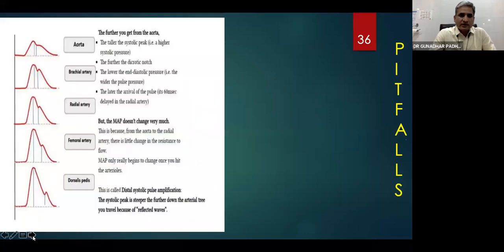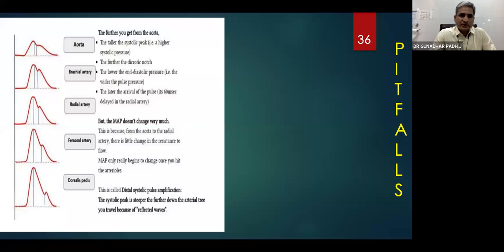And this is what a typical aortic invasive blood pressure looks like, as one goes from the aorta to the lower limb, like the dorsalis pedis. So the characteristic of the waveforms looks like this. In the aorta, you can see the taller the systolic peak, the further the dicrotic notch, the lower the diastolic pressure, that is, the wider the pulse pressure.